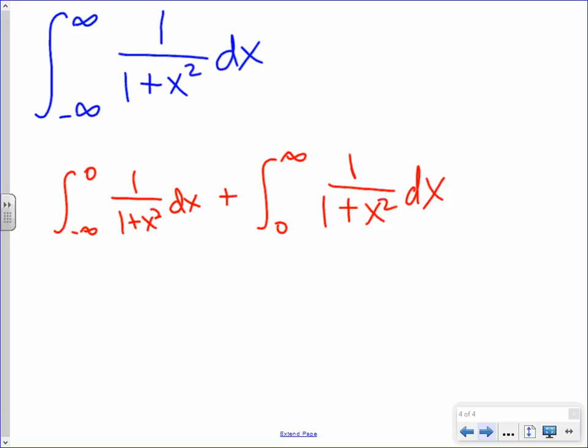Okay. Now we're going to need to choose two letters. How about A and B? Sounds wonderful.